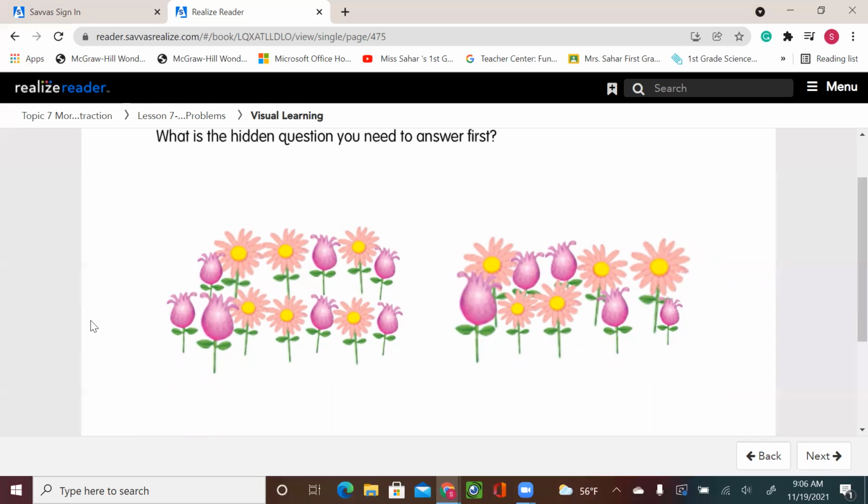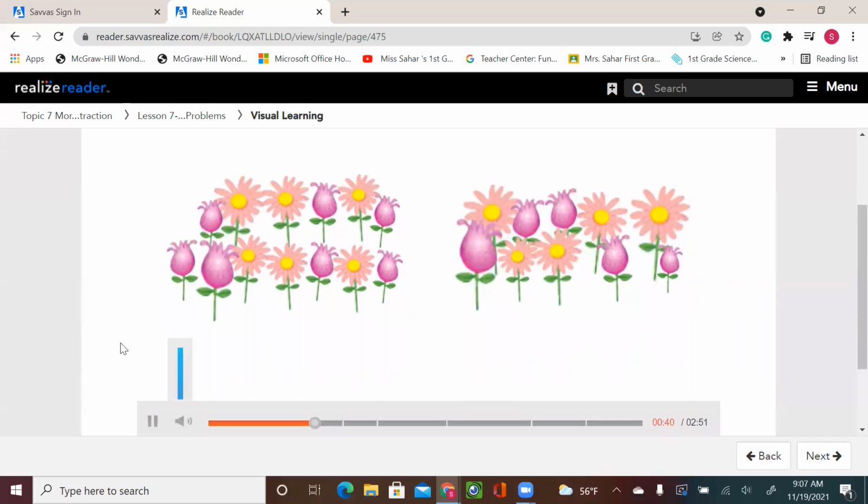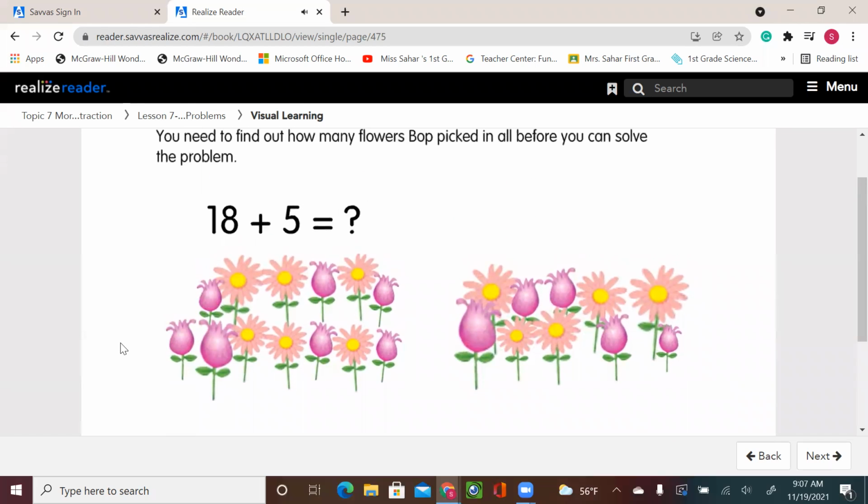All right, Bob picked 18 flowers and then 5 more. After that, he gave 10 flowers to Buzz. So how many flowers does Bob have now? First, the hidden question, or the hidden part that we're looking for, we need to find out how many flowers did Bob pick in all before he gave away the 10 to Buzz. You need to find out how many flowers Bob picked in all before you can solve the problem.